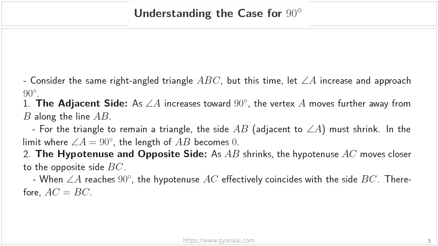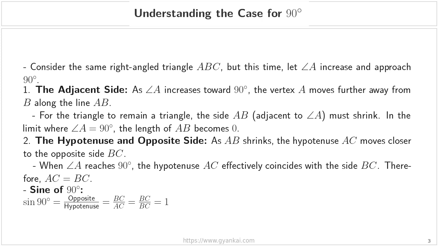Next, let's observe the relationship between the hypotenuse and the opposite side. As that adjacent side OB shrinks, you'll notice the hypotenuse, AC, is forced to move closer to the opposite side, BC. By the time angle A reaches 90 degrees, the hypotenuse AC and the opposite side BC effectively coincide, meaning they become the same line. Therefore, we can say that AC equals BC.